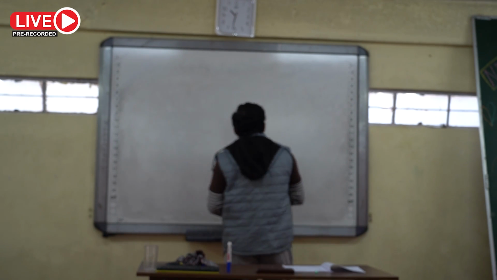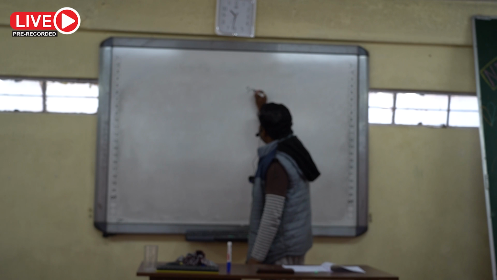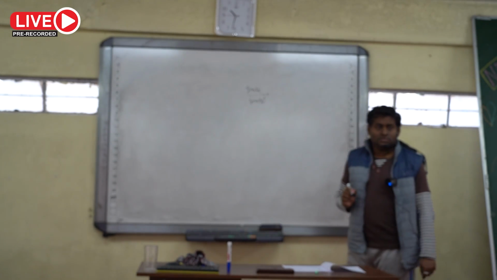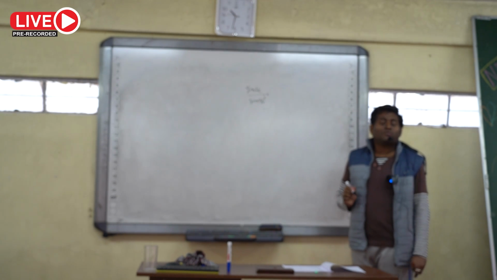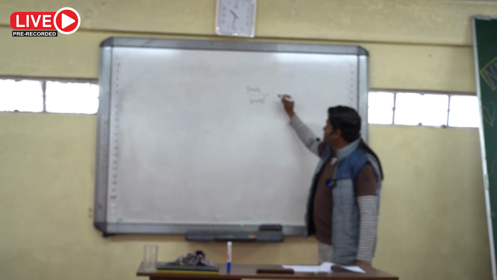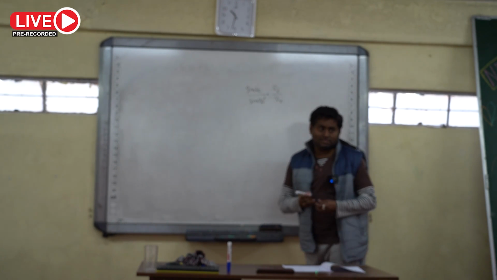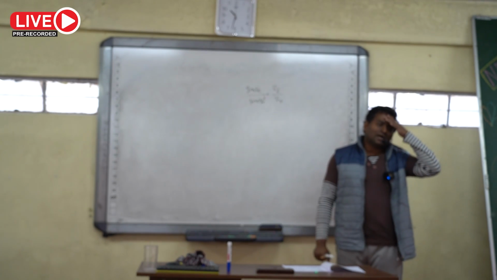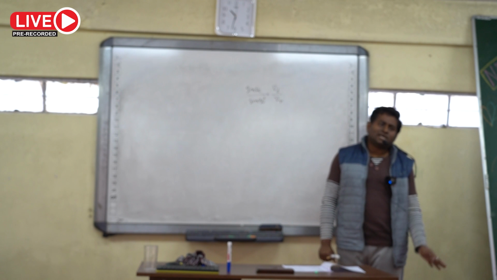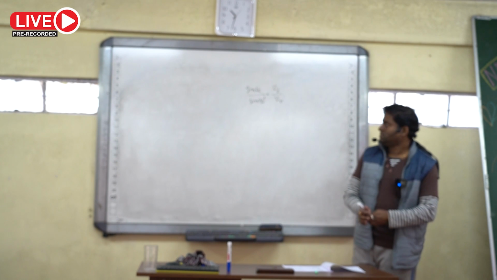Just simply use Snell's law. Sin i by sin r, that is sin theta c by sin 90 for calculation of the critical angle. That is equal to V1 by V2. V1 is the first medium. So for critical angle, first medium should be denser medium. So it is V denser by V rarer. Because when light comes from denser to rarer, then only critical angle will form. From rarer to denser, critical angle will not form.